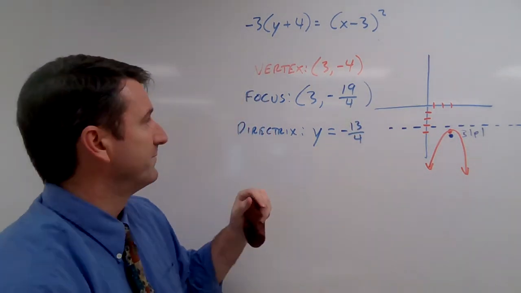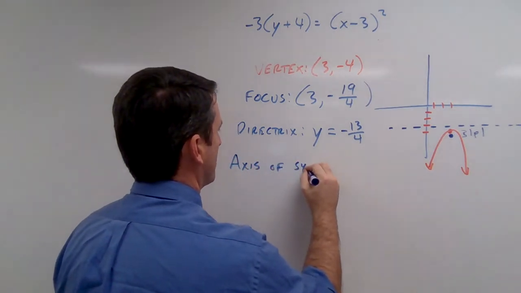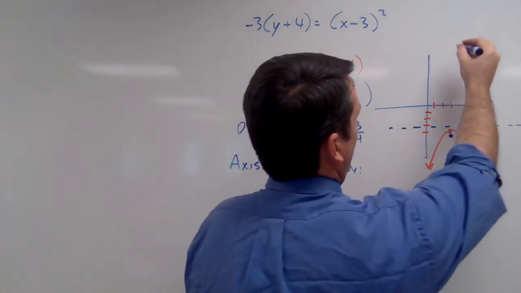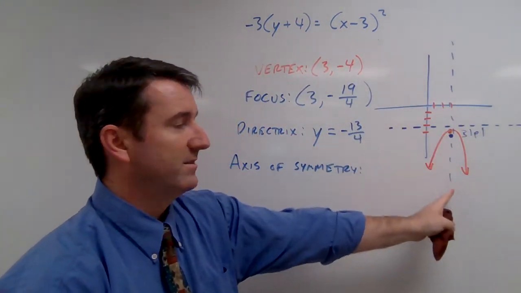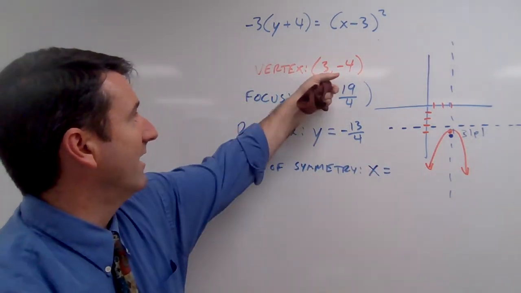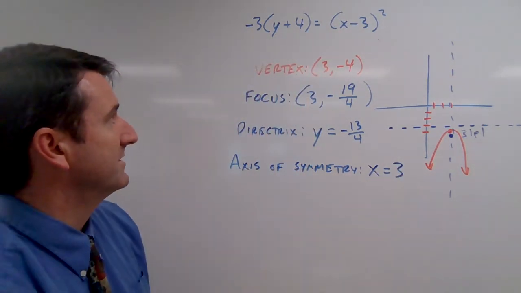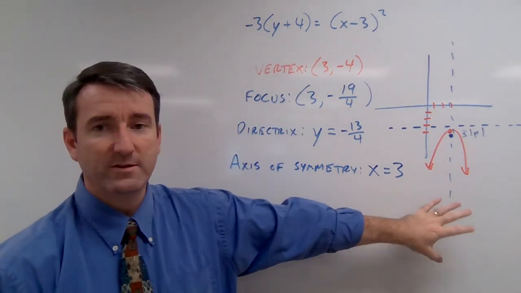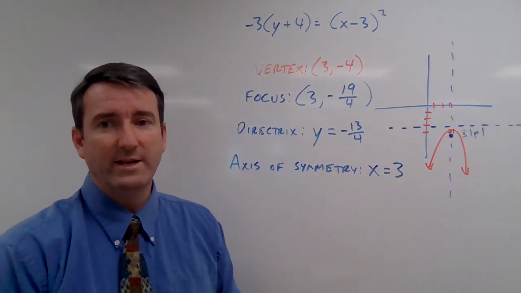All right, we're almost there. Last thing is the axis of symmetry. And the axis of symmetry is going to go right down through our vertex. It's going to be a vertical line, so it's x equals, and it's going to go right through the x-coordinate of our vertex, so it's going to be 3. X equals 3 is the axis of symmetry. So there's our vertex, focus, directrix, and axis of symmetry. Here's a quick sketch of our graph, and here is our original equation written in standard form.